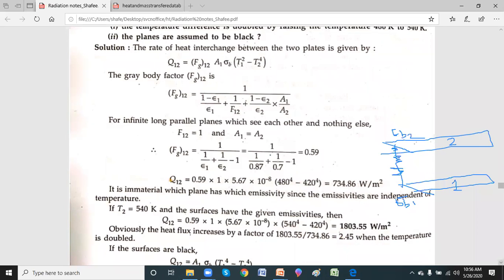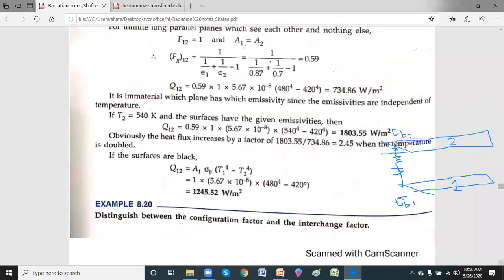Okay, right? Now, the last case: what if the surfaces are black? There is no epsilon 1, there is no epsilon 2, so this is the simple formula. F12 equals 1, A1 is 1. Now this becomes just sigma B into (T1 power 4 minus T2 power 4). That gives 1245.52 watts per meter square.